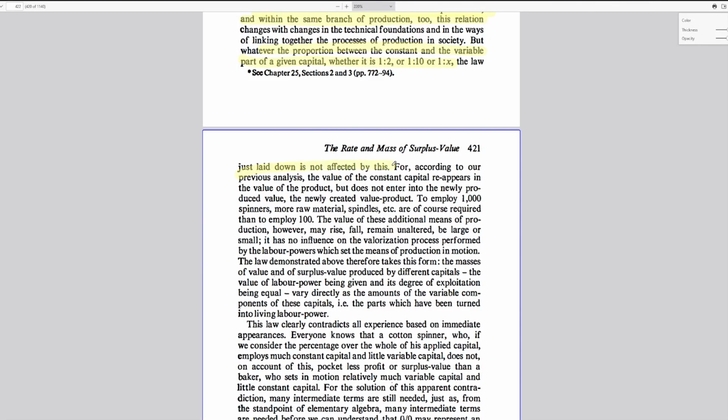For according to our previous analysis, the value of the constant capital reappears in the value of the product, but does not enter into the newly produced value, in other words, the newly created value product.